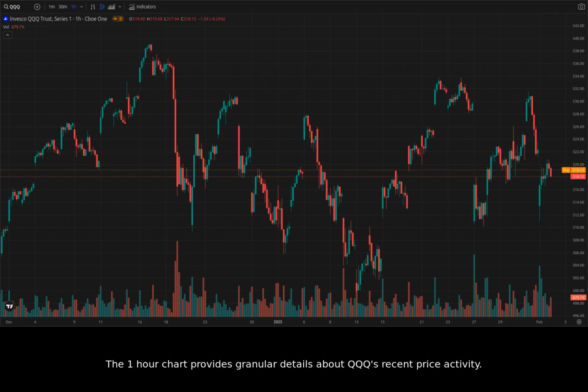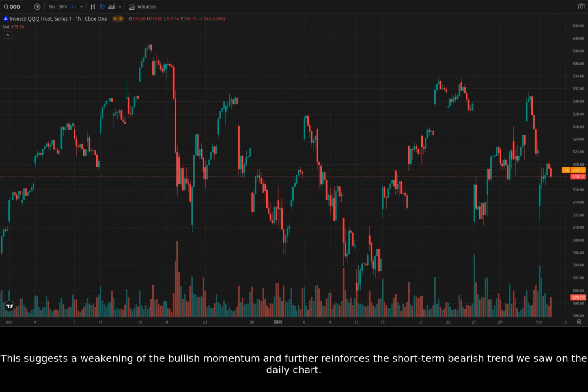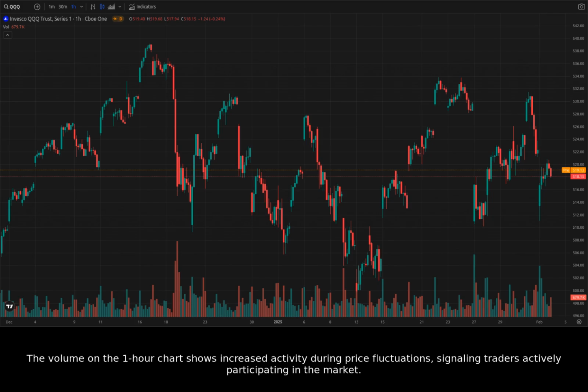The 1-hour chart provides granular details about QQQ's recent price activity. We can see that the price formed a series of lower highs and lower lows. This suggests a weakening of the bullish momentum and further reinforces the short-term bearish trend we saw on the daily chart. The volume on the 1-hour chart shows increased activity during price fluctuations, signaling traders actively participating in the market.